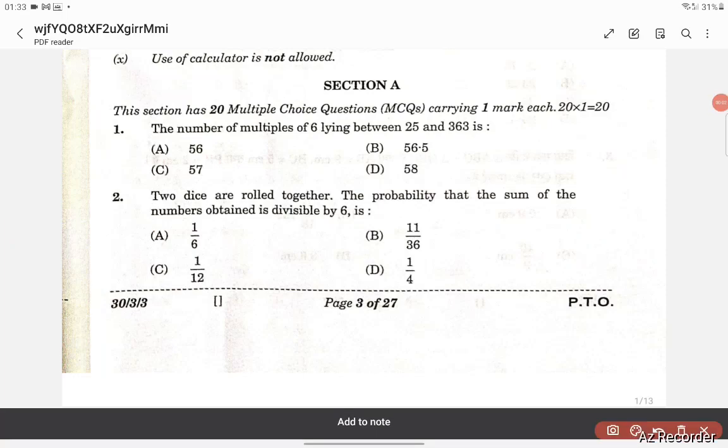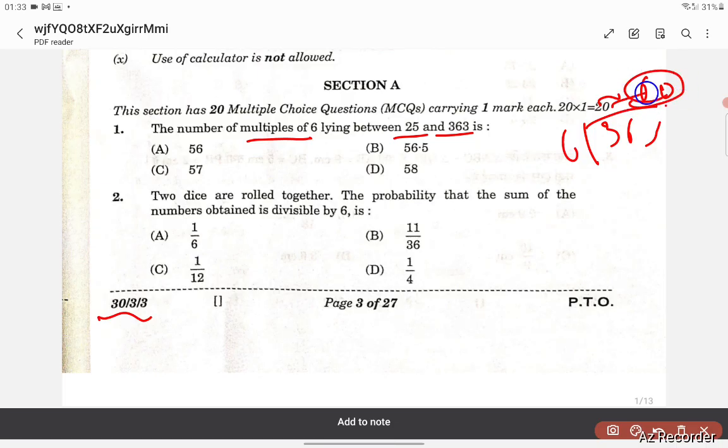So in this video we will discuss all the MCQ answers for the set code 3033 of math. So the number of multiples of 6 lying between 25 and 363. Now 363 divided by 6 will approximately get it as 60 something. So 60 is the maximum number of multiples lying between 0 and 360. Okay, 363.